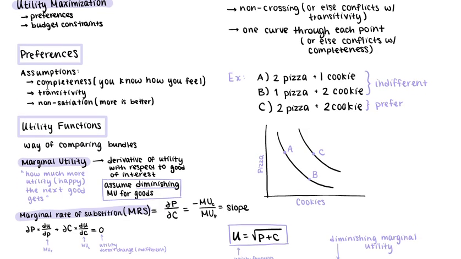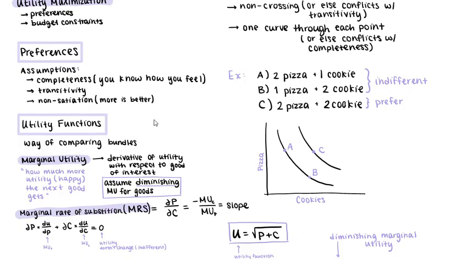So let's take a quick review. Preferences matter, so we make assumptions about three attributes of preferences. First are completeness and transitivity, and the most important is non-satiation. That means more is better. Even if you have a lot of shoes that you don't need, you can just sell them. So more is always better.